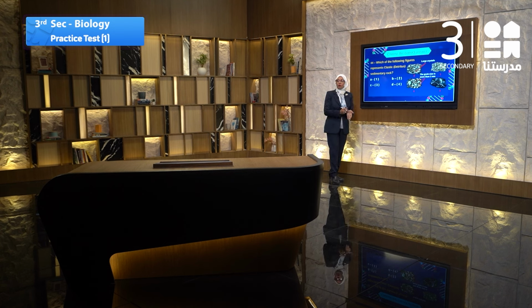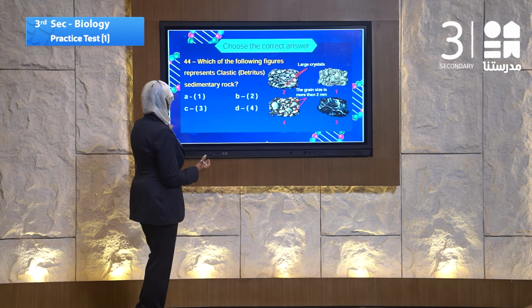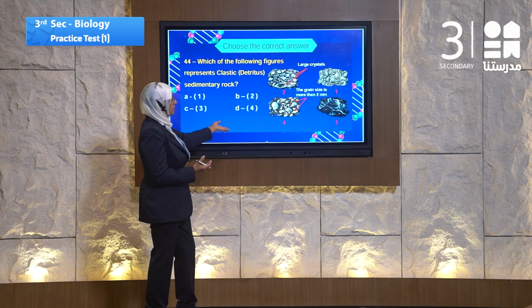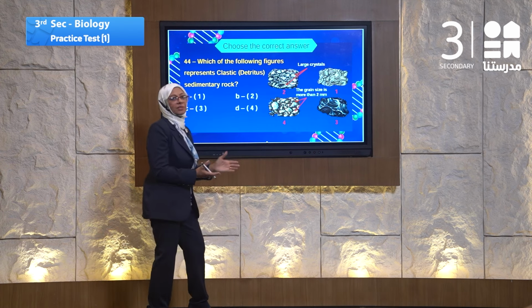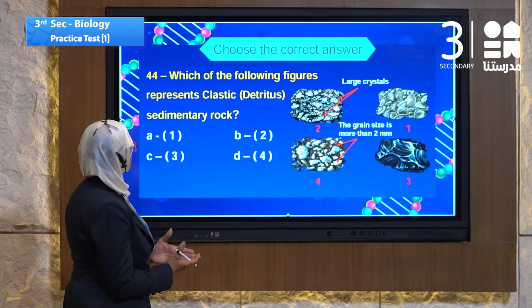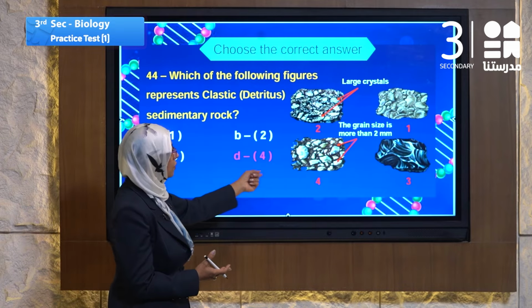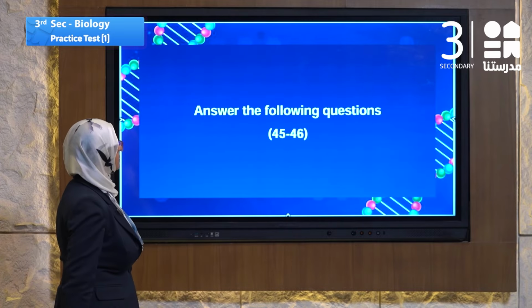Sedimentary rocks are a part of rocks or a fraction of sediments that's derived from the igneous rocks. Which of them are sedimentary rocks? 1 or 2 or 3 or 4? It must be 4 because the grain size is more than 2 millimeters. So it must be sedimentary rocks, calcitic. The answer is number 4, because the grain size is more than 2 millimeters.